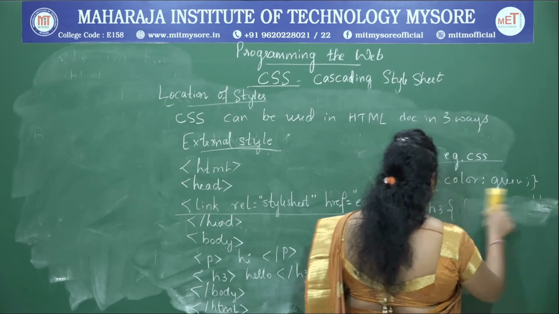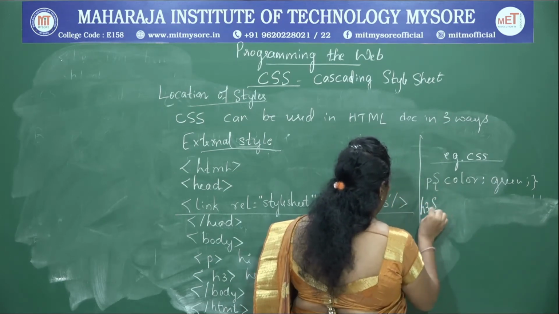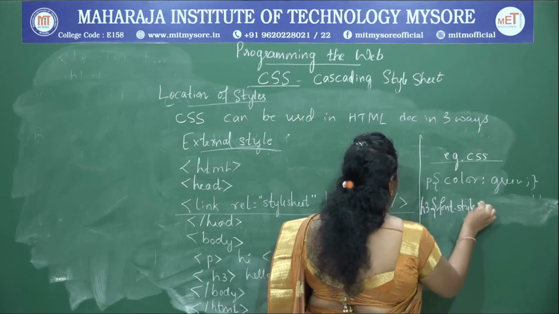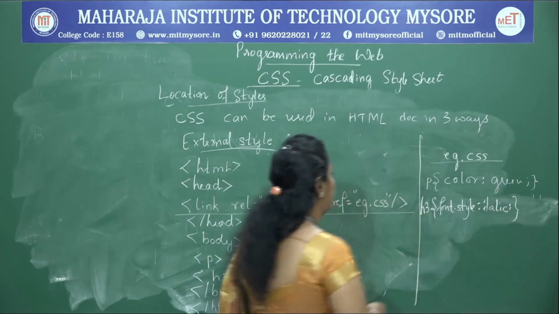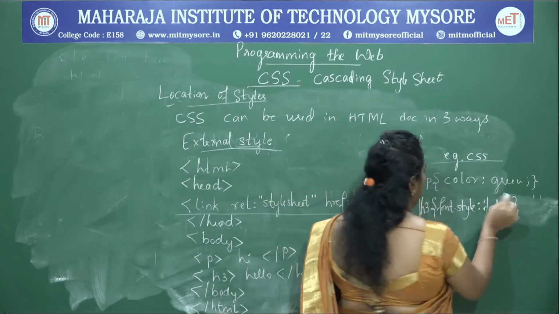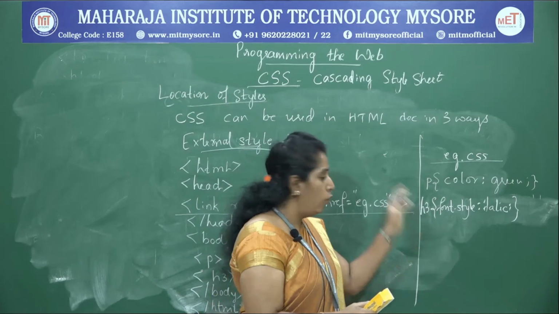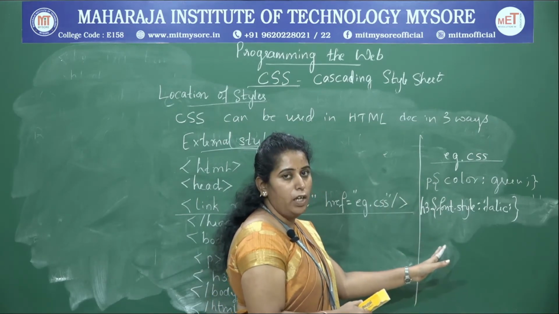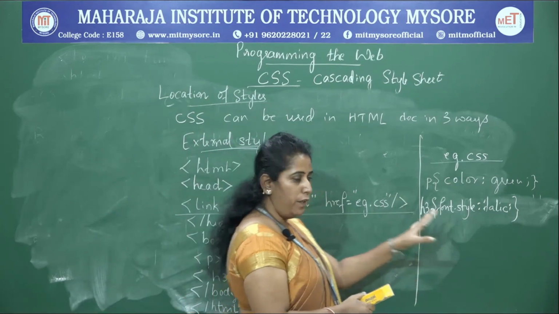I think it is not visible till there. Better I will write from here. Font style italic. Okay, so now this is your example.css file. Nothing else should be written. Only the list of style rules should be written there. Now you just save it and close this text file.